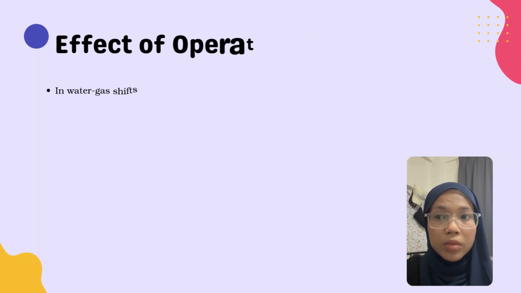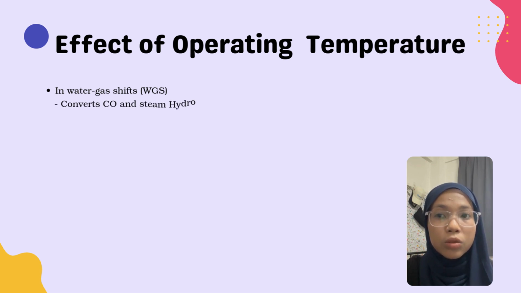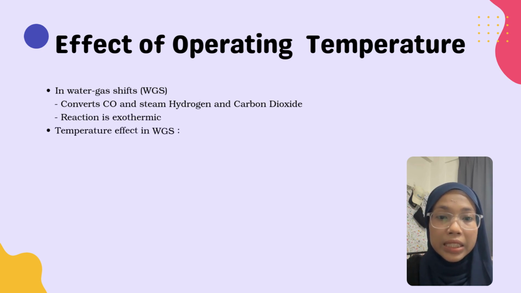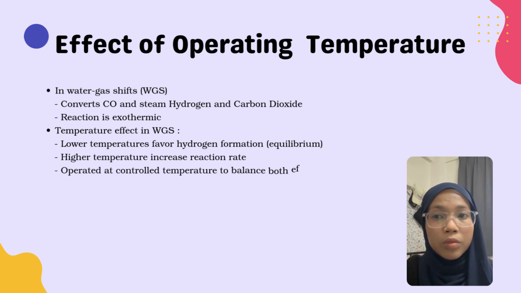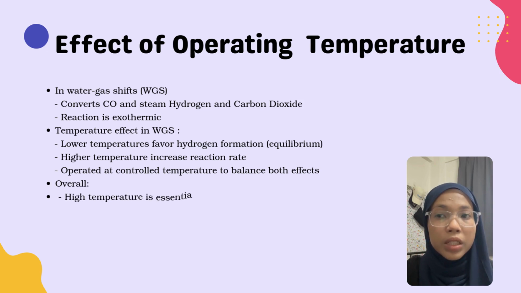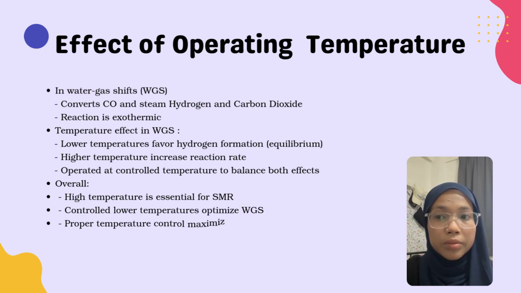After the reforming step, the water gas shift reaction is used to convert carbon monoxide into additional hydrogen. This reaction is exothermic, meaning that lower temperature helps hydrogen formation, while higher temperature helps the reaction proceed faster. Because of this, the shift reaction is operated at controlled temperature to balance reaction speed and equilibrium. Overall, maintaining proper temperature control throughout the SMR process is essential to maximize hydrogen production and ensure high product purity.